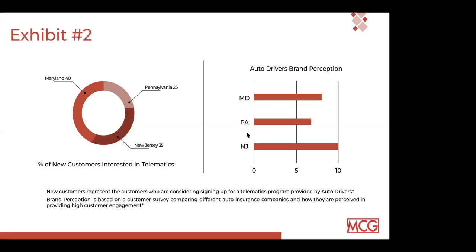So the increase in adoption rate for Pennsylvania is the highest I see over the 3 years, but in the other 2 exhibits, Pennsylvania is on the lowest side. So I would think about how I can increase the percentage of new customers interested in telematics in Pennsylvania, and the auto driver's brand perception in Pennsylvania. How can I increase these 2?